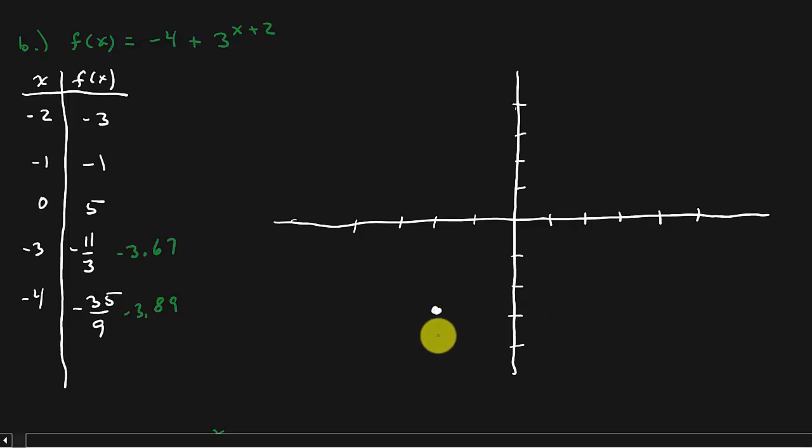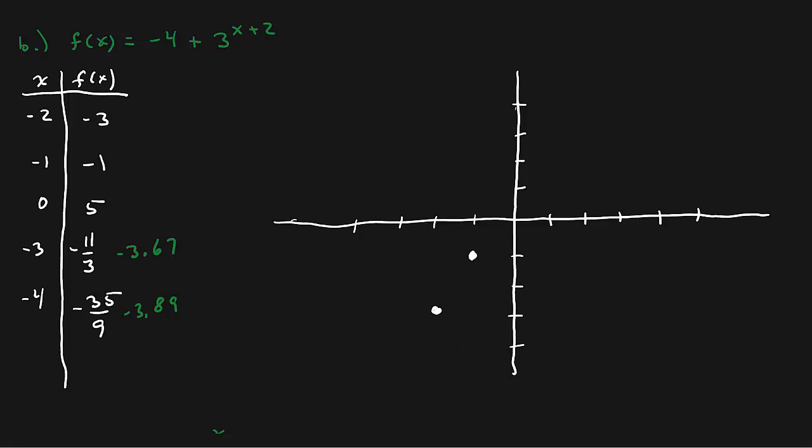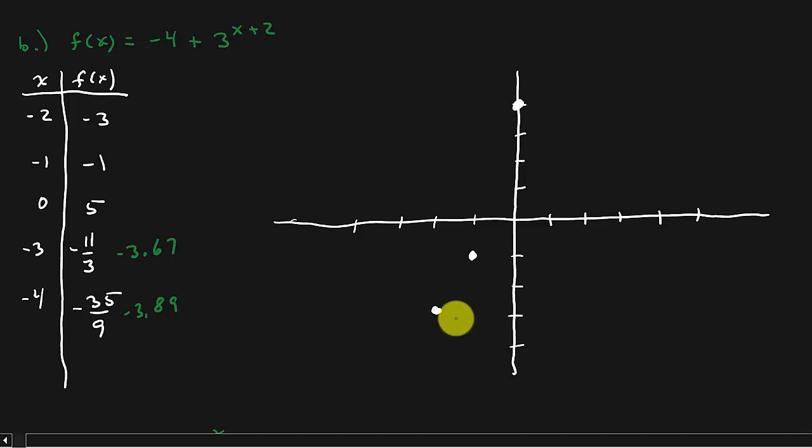And so -2, -3, and then I've got -1, negative 1. And then I've got 0, 5. That's up here. And then I've got negative 3. So 1, 2, 3. And then this is negative 3.67. So that's going to be about right in here. And then I've got negative 4. And then that's what? Negative 3.89.